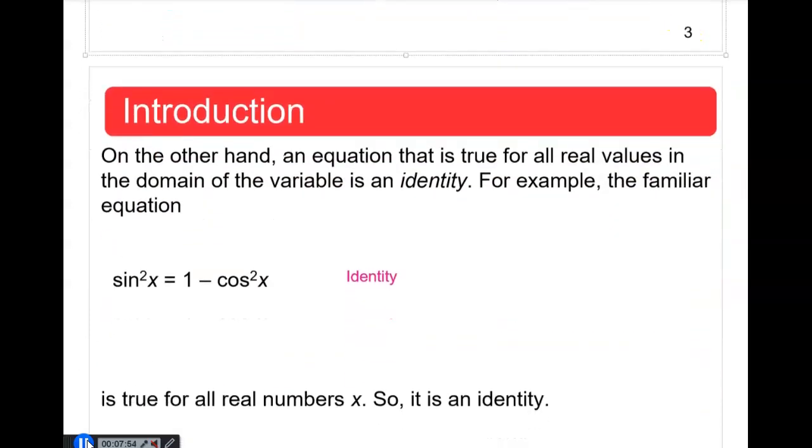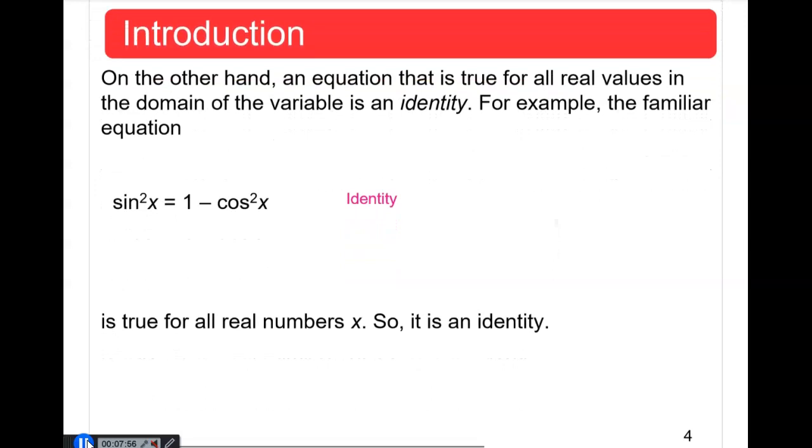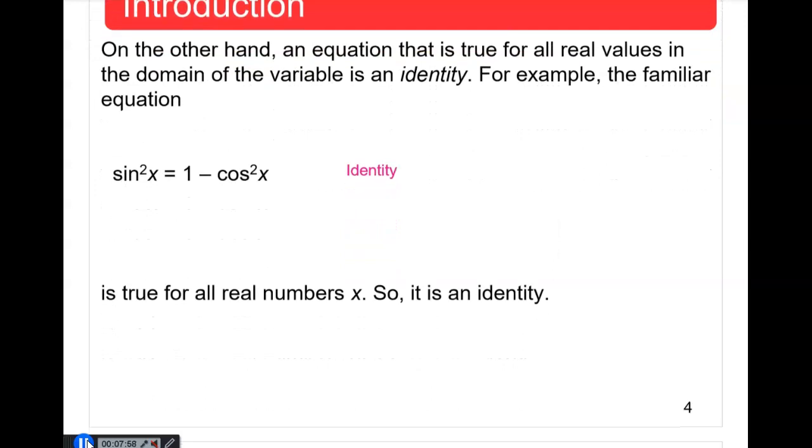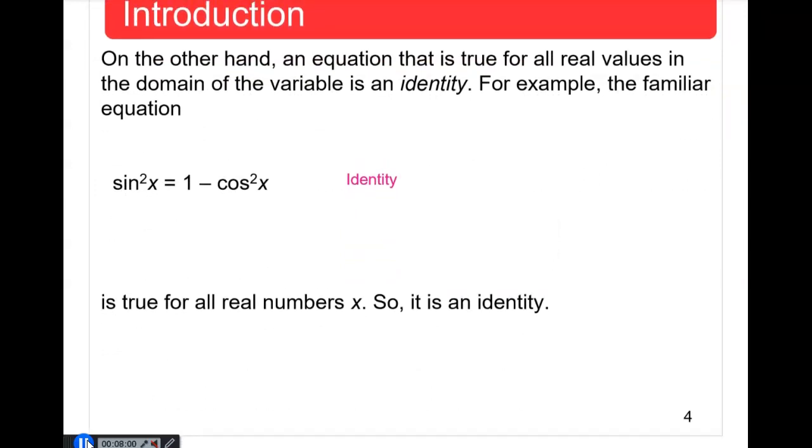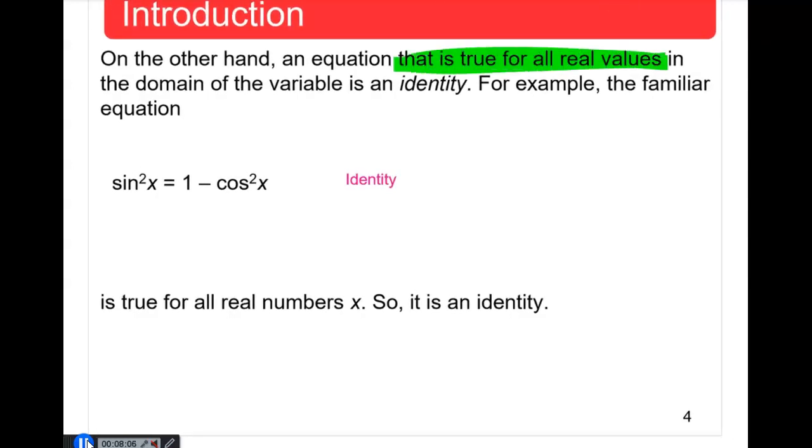So here we have another example of an identity. On the other hand, an equation that is true for all real values in the domain of the variable is what we call an identity, like the one we did at the beginning of the video. So this should be familiar to you. This is actually the Pythagorean identity, and we're going to use it a lot.